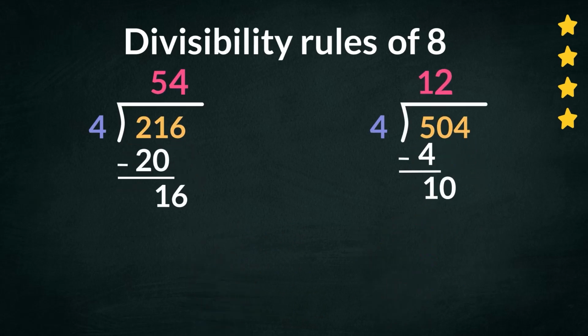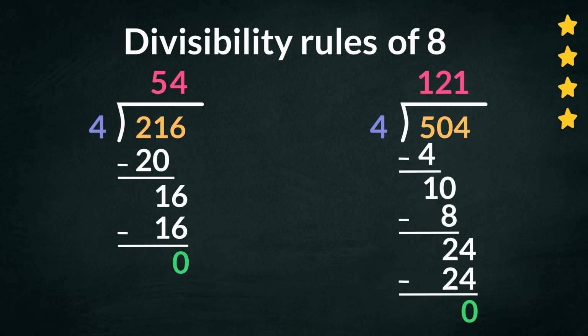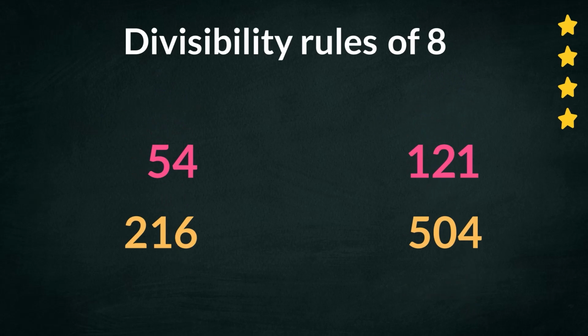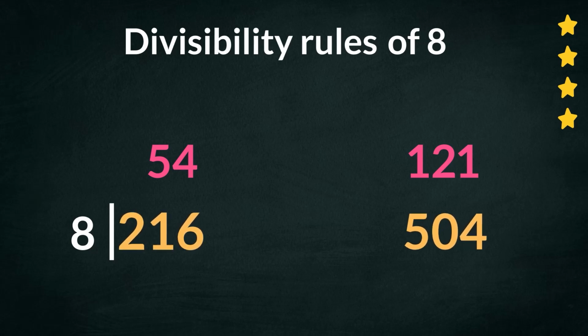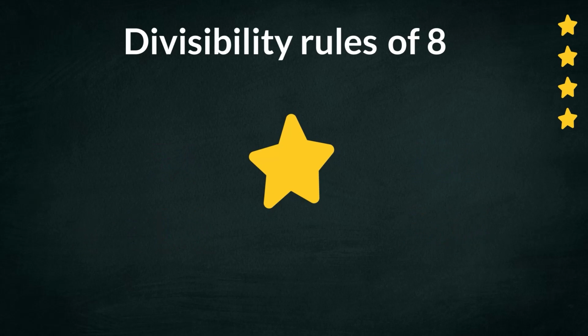Let's check out the quotient when we divide both numbers by 4. According to these quotients, 54 is an even number, and that means 216 is divisible by 8. But 126 is an odd number, so 504 isn't divisible by 8. The rules for 4 and 8 don't seem so hard now that we know them, right?